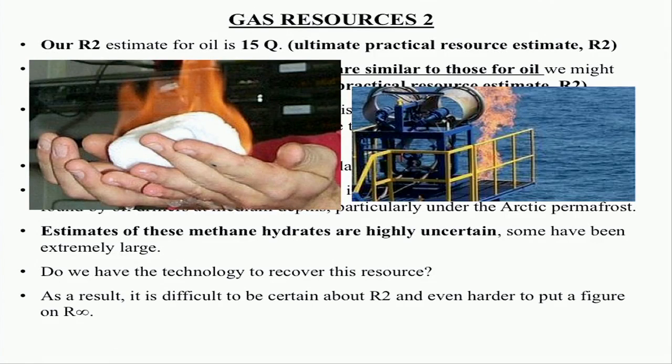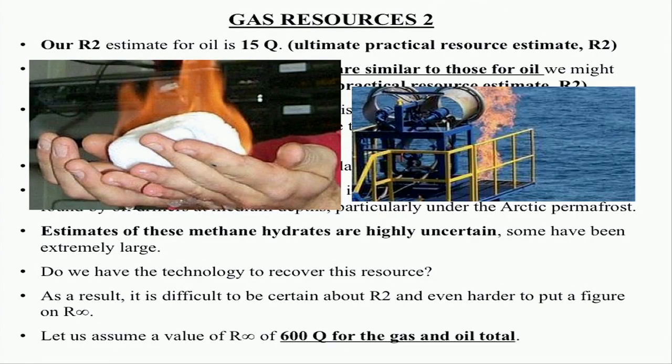So as a result, it's quite difficult to be certain about R2, and much harder to put a figure on the ultimate resource R infinity. But let's assume a nice optimistic value of, say, 600 Q for gas and oil total now.